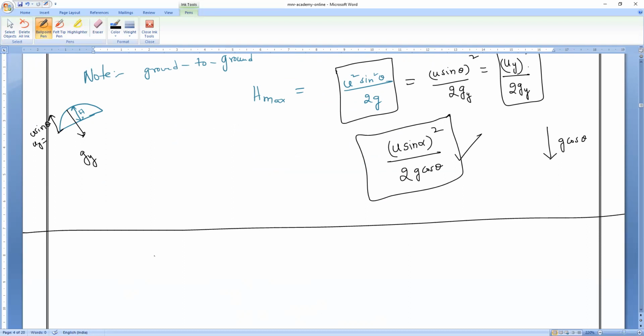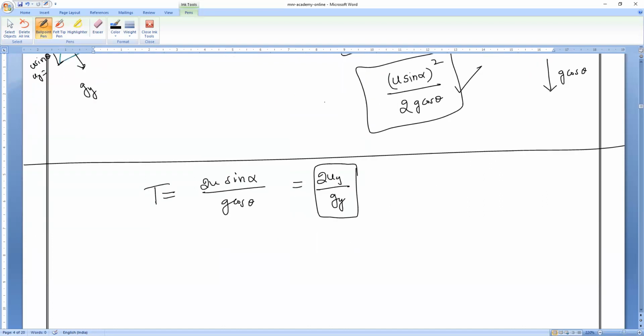So first, time of flight. What is the time of flight formula on an inclined surface? T equals 2u sin alpha divided by g cos theta. Which, for ground to ground, equals 2u sin theta divided by g.